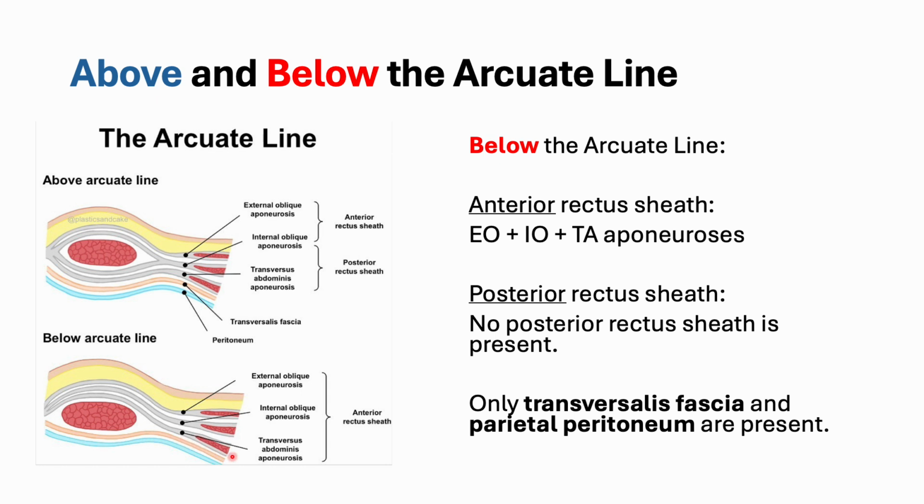So as you can see here, this blue line right here. Even though there is no posterior rectus sheath present, there's only the transversalis fascia and the parietal peritoneum that are present.